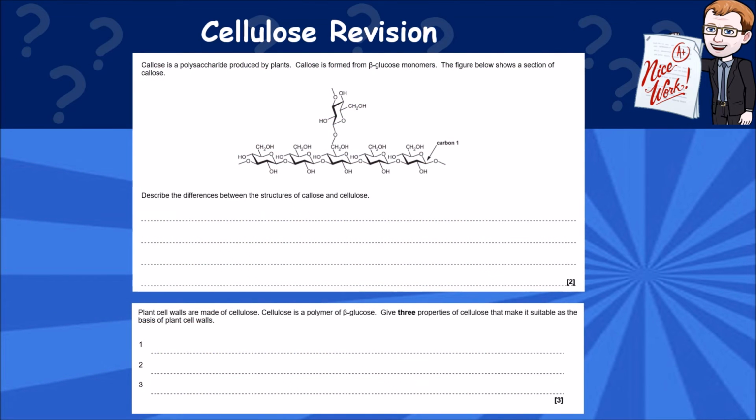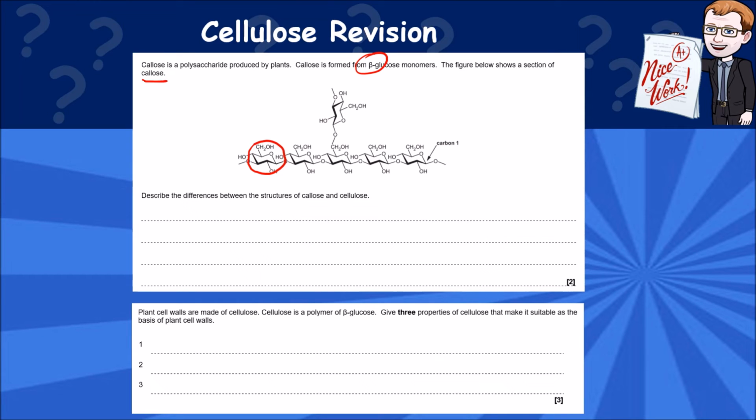So let's have a look at some questions then. In this first question, it says that cellulose is a polysaccharide produced by plants. Cellulose is formed from beta-glucose monomers. The figure below shows a section of cellulose. Quite often they'll get you to compare it against something that you might not necessarily have come across before. It's also worth pointing out that when you have a structure that bows in like that, it is representative of where coiling is happening.